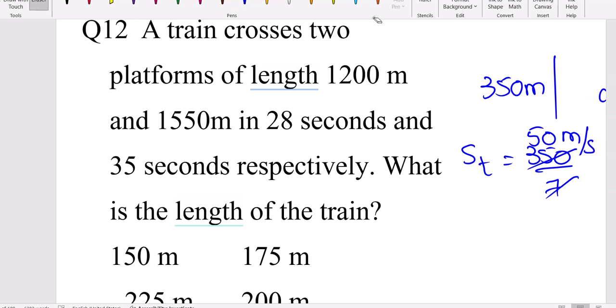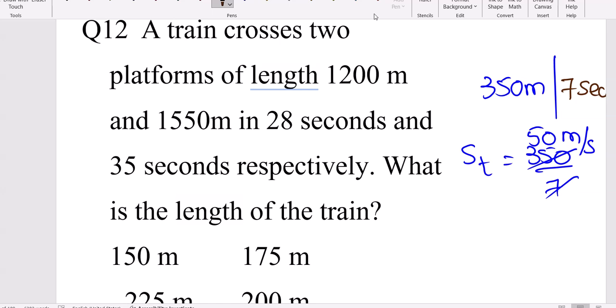Do you understand that point? What is the extra distance? What is the extra time? Initially, not only 1200 meters, for your info, it is the length of the train plus 1200 meters. The second one is the length of the train plus 1550. But still the difference is 350 extra. Extra time is 7 seconds. So your train is able to travel 350 meters in 7 seconds. Means 50 meters per second is the speed.